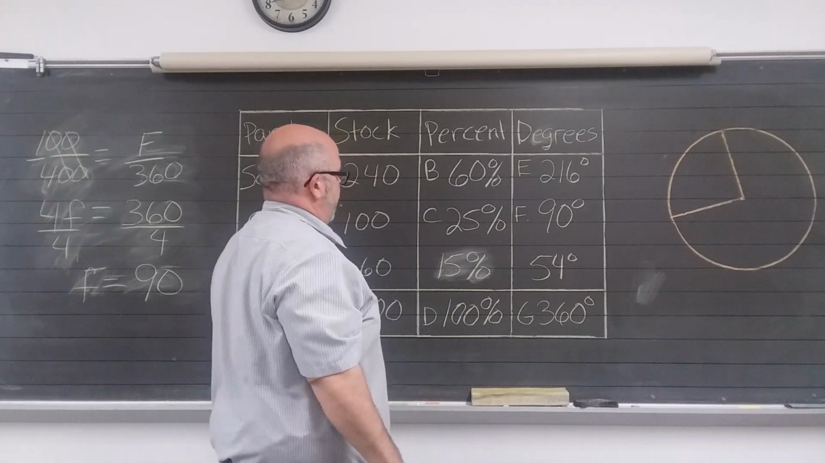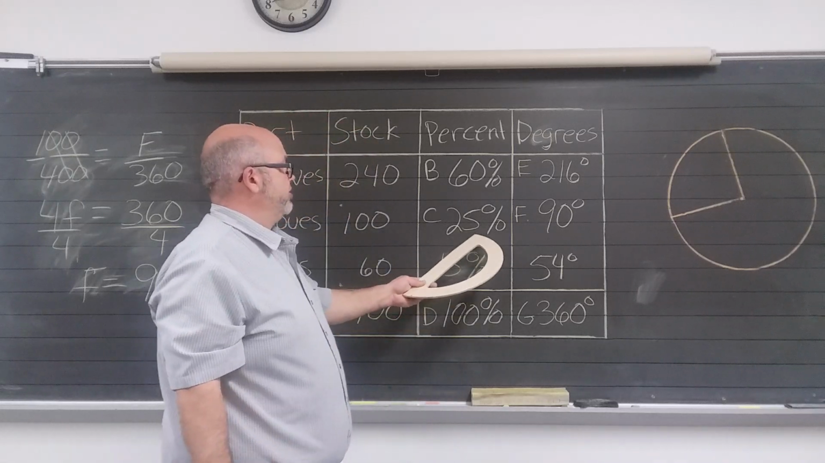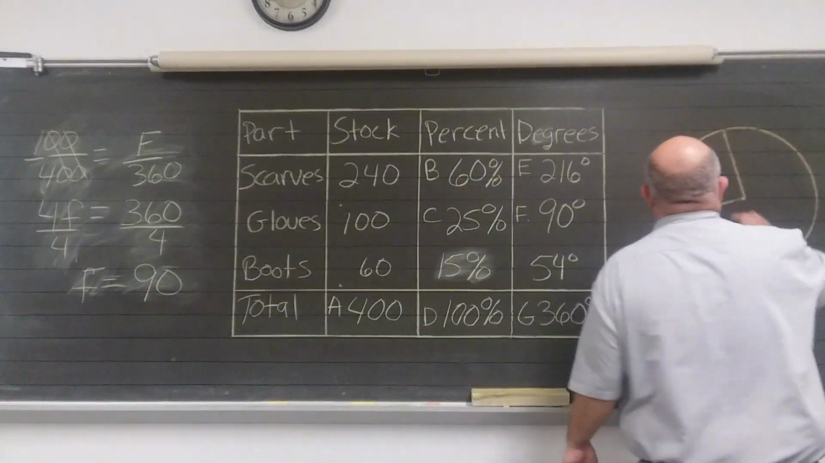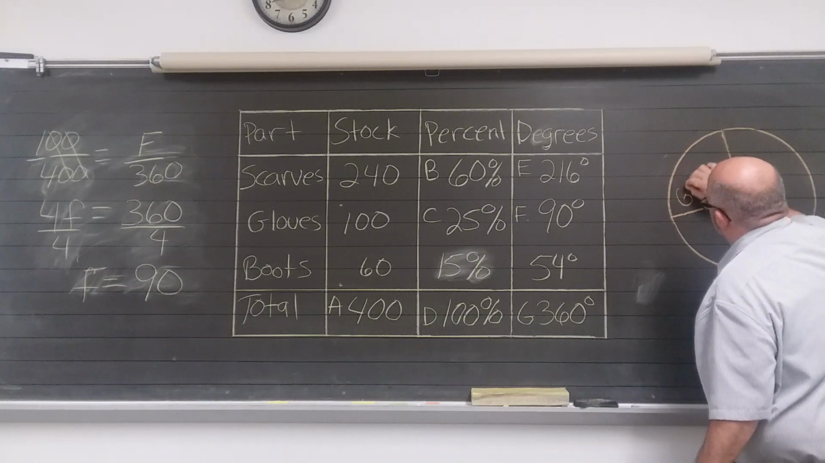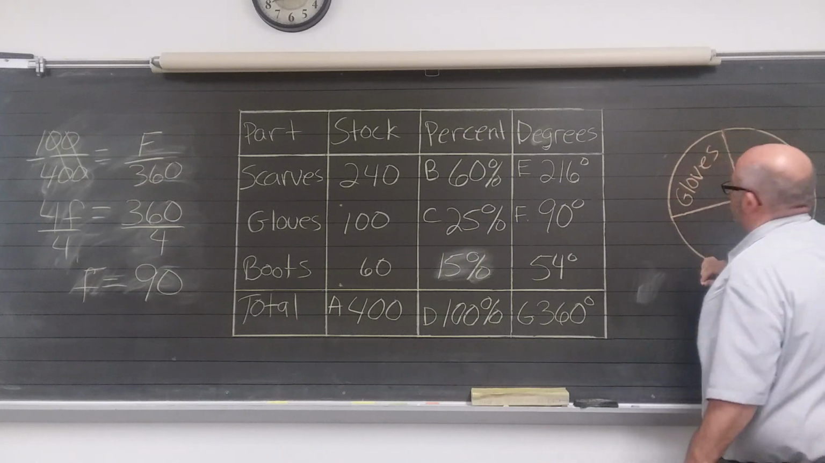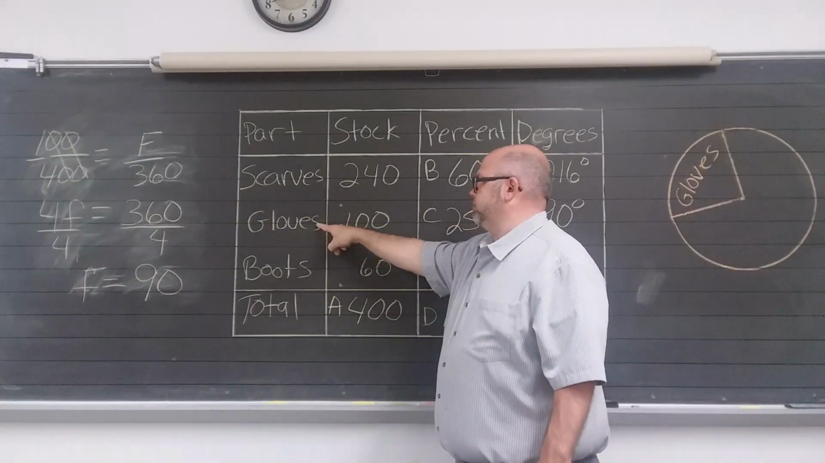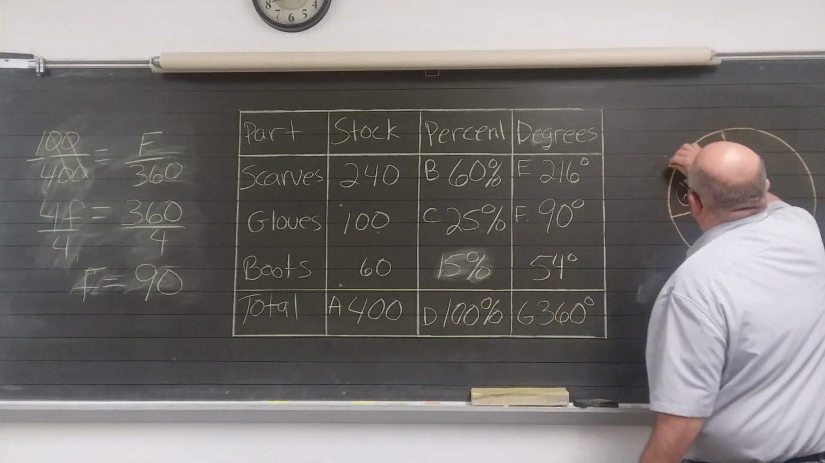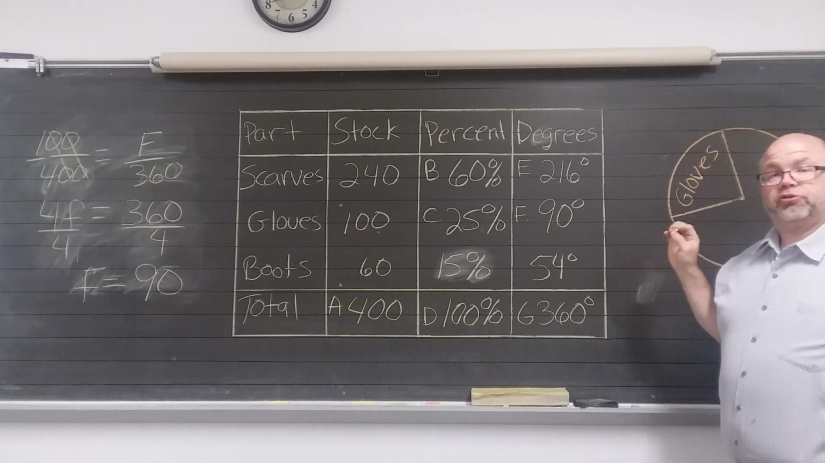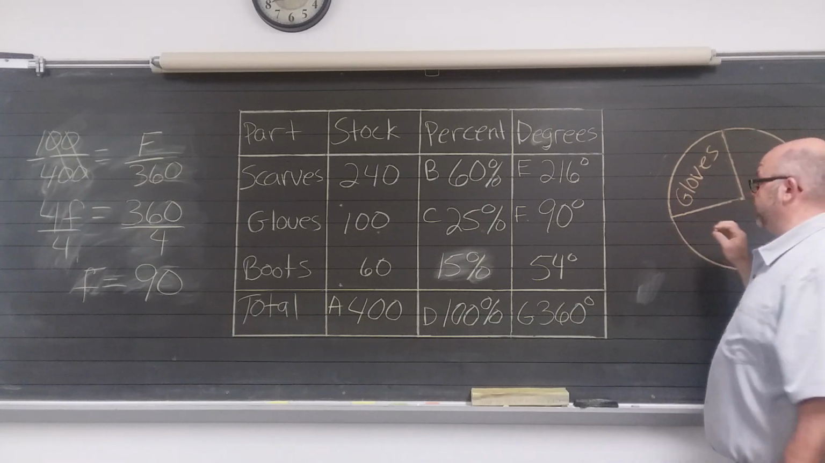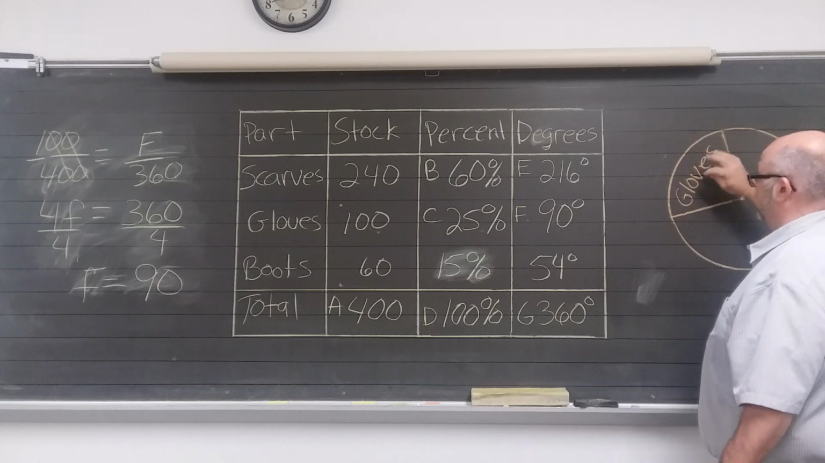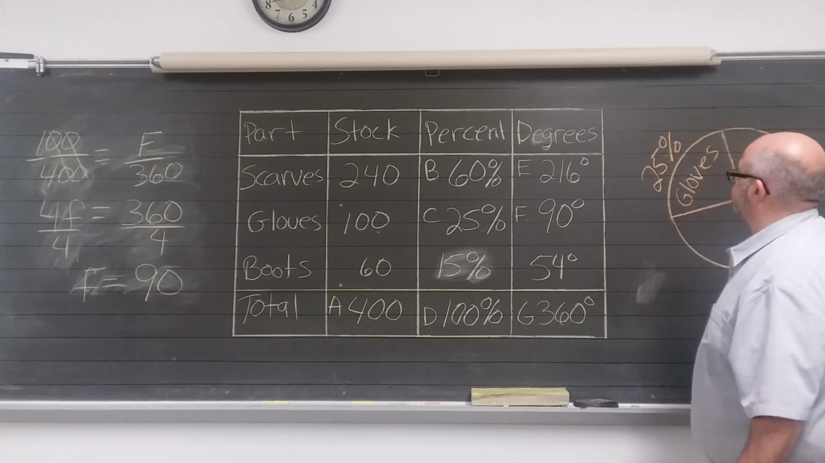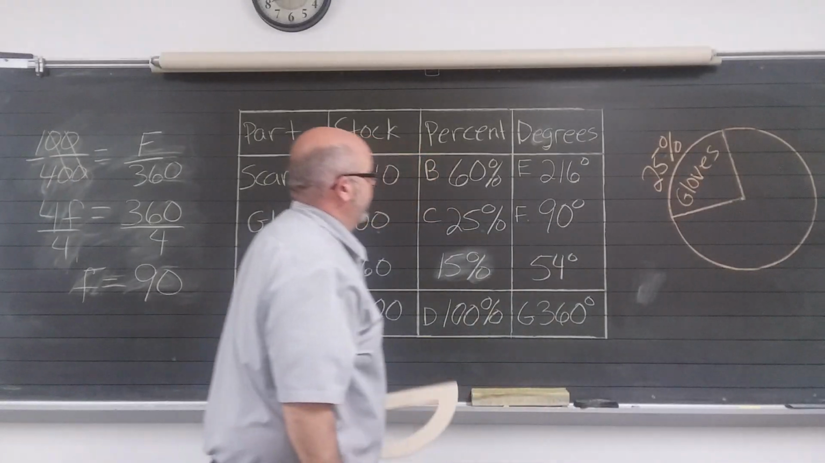If you want, right away within that 90 degree angle, you could put 25%, or you could write the word gloves. 90 goes with gloves. 100 gloves is 25%. It's a 90 degree angle. 25%. Put the percent. On your graph, you need percent and the item. If your graph is big enough that you can put everything in here, that's fine. If not, put your 25% right out here so we know what's going on. Now we have the gloves taken care of.